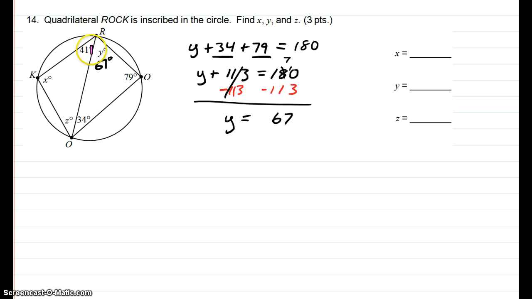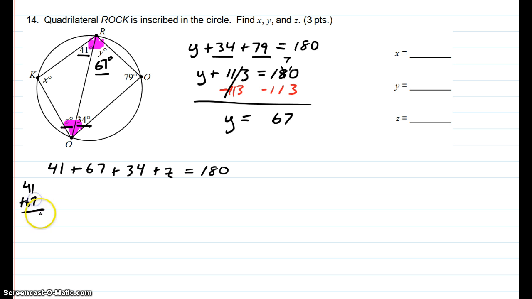And now we'll use what we talked about in the last problem, that these opposite angles here are going to be supplementary. So I know that this is 41, this is 67, this is 34, and this z are going to have to add up to be 180. So 41 plus 67 plus 34 plus z equals 180. So over here off to the side, I'm just going to add them up. 41 plus 67 gives me 108, plus the 34 gives me 142. So this becomes 142 plus z equals 180.